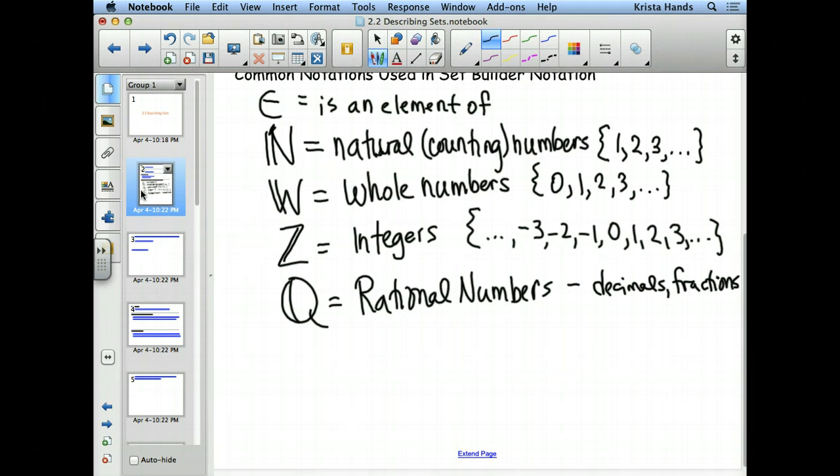Because I can always take one of those numbers. Let's take the number 3. And I can write it as a fraction. How can I write 3 as a fraction? 3 over 1. So 3 over 1 as a fraction makes 3 a rational number. So all the numbers we did before are also called rational numbers. Any idea why they might use Q?